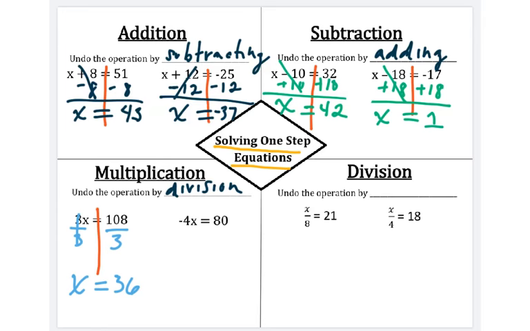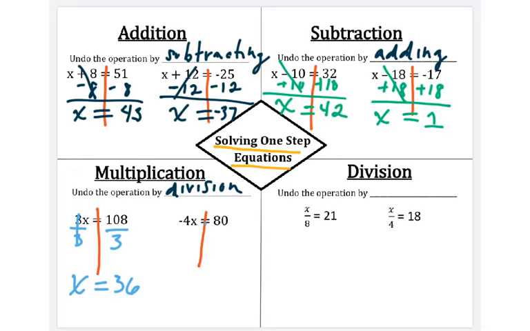Same idea for this next example. Always start with your border to separate your x from the other side. Again, we need to get x by itself, but we need to be very careful here because in this question, it's saying negative 4 times x equals 80.